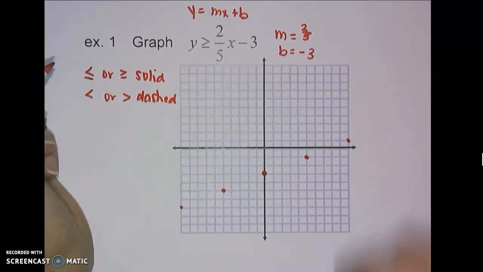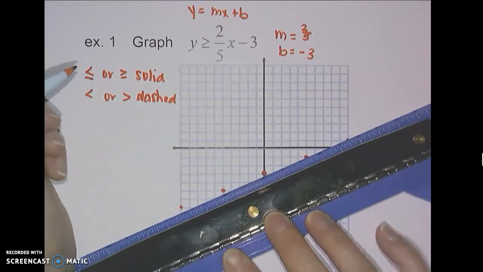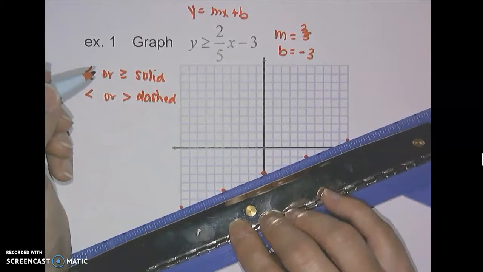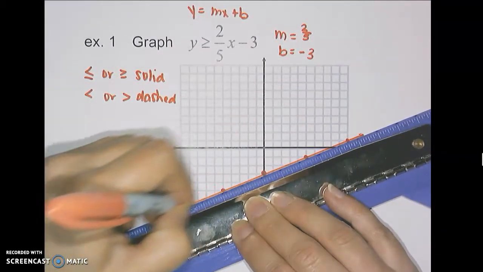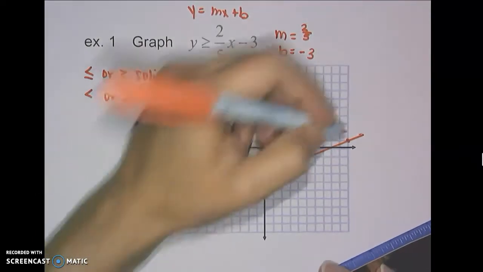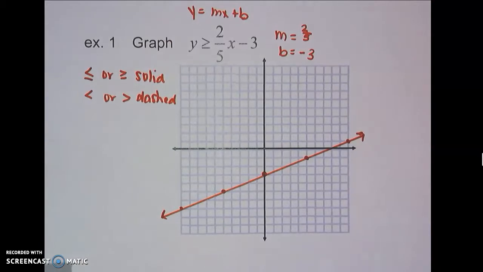Okay? So we're going to put in our ruler here. And we know that this needs to be a solid line. So we're going to connect all the way through the graph, putting arrows on both ends. Okay? We are going to shade.